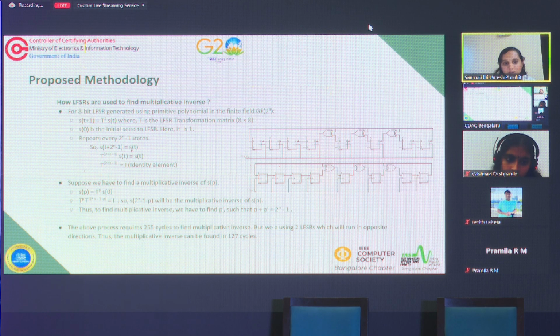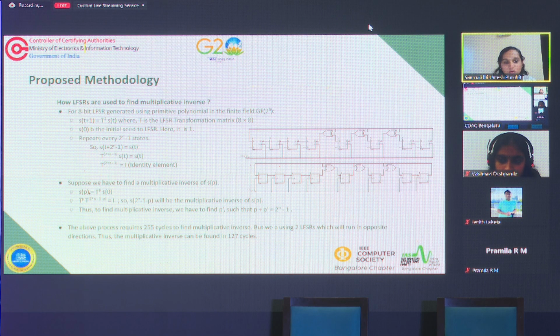So when I raise T to the power 2 raised to n minus 1, s of t again becomes s of t, that is the initial seed. And hence I can say that T raised to 2 raised to n minus 1 is the identity element, and we get the identity element in a finite field when an element is multiplied with its inverse, basically.